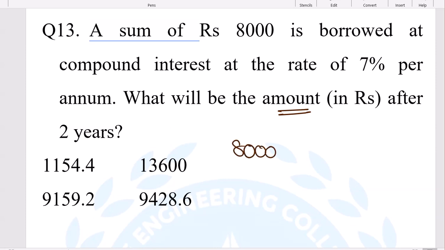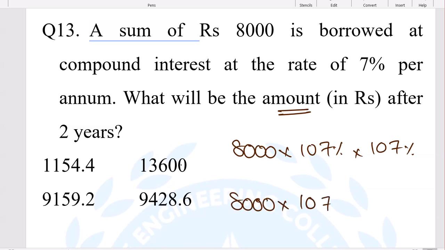Your answer should be 8,000 into 107% into 107%. Why 107%? Because the rate of interest is 7%. When they don't mention it in the question, we have to do it annually, year wise. Why did we write it 2 times? Because of 2 years. Now, don't worry about the calculator. 107% is 107 divided by 100, or you can write 1.07 directly. It's your wish.